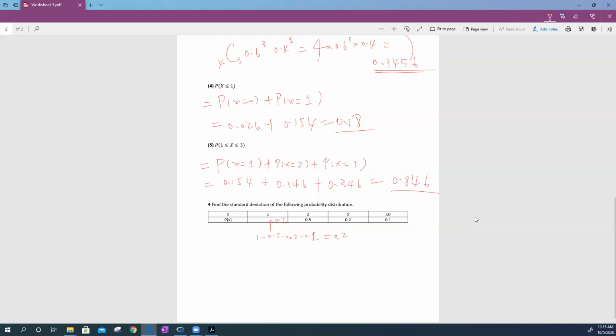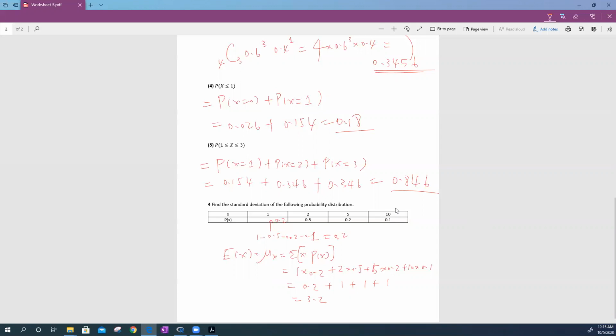And then we can get the expected value of x, which is the mean. So that is sum of x times probability of x. So 1 times 0.2 plus 2 times 0.5 plus 5 times 0.2 plus 10 times 0.1. So 0.2 plus 1 plus 1 plus 1. So that's 3.2.